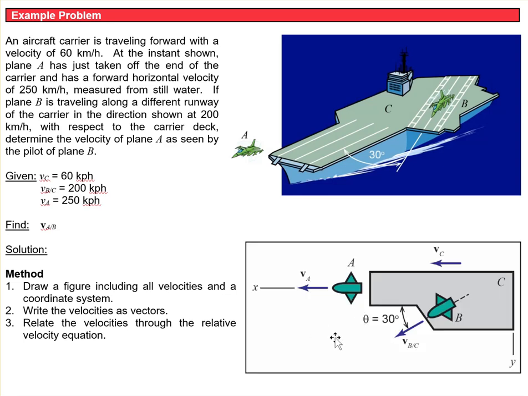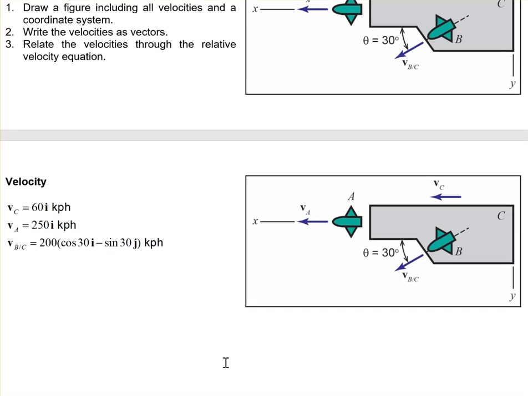All right, so here's our figure looking at the top view. So we have the carrier, the velocity of the carrier, plane A, velocity of A, and then plane B, its relative velocity. And we have the coordinate system X and Y. All right, so V_A and V_C, they're both in the X direction. V_B relative to C will have to decompose into the X and the Y.